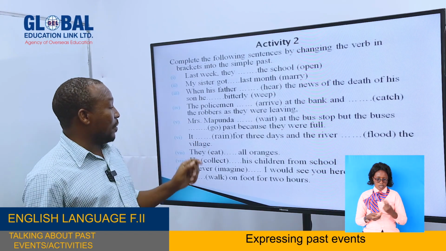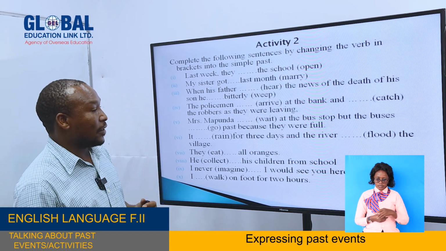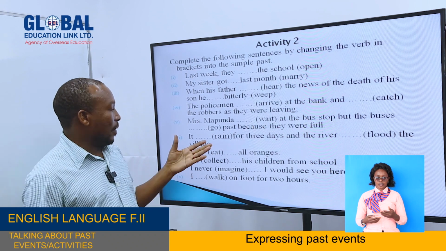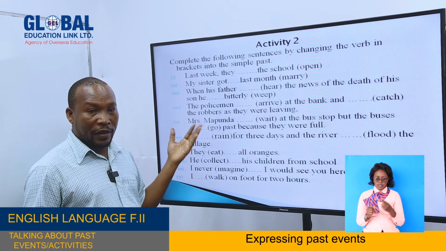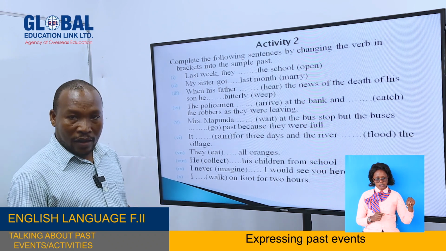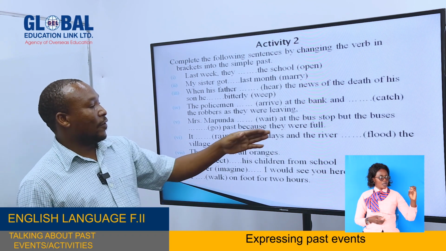It (rain) for 3 days, and the river (flood) the village. We have two verbs. Both of the two verbs are regular verbs. Therefore, this is rained and flooded.